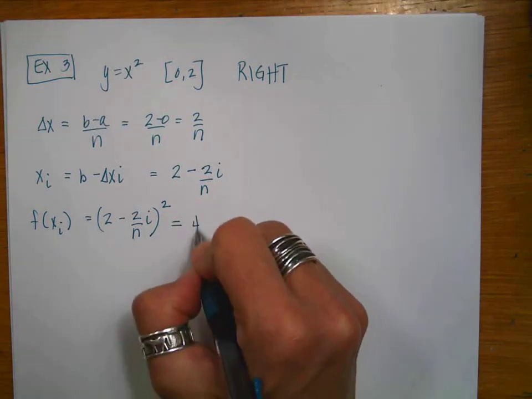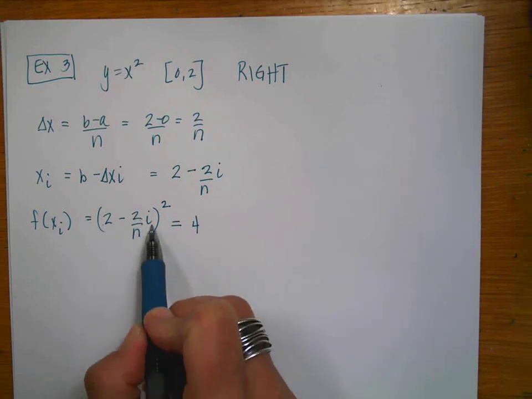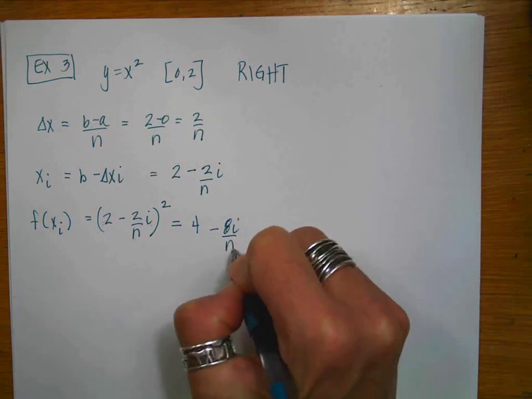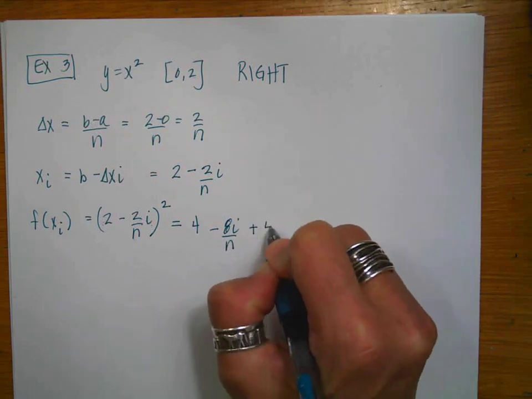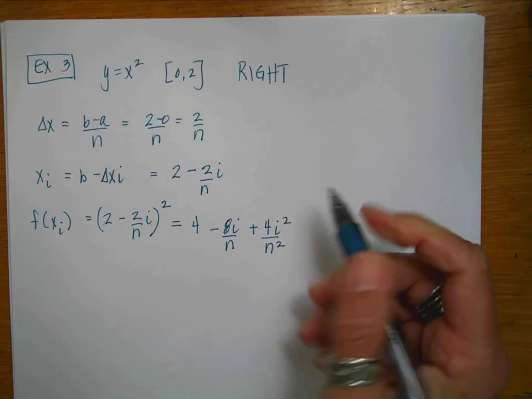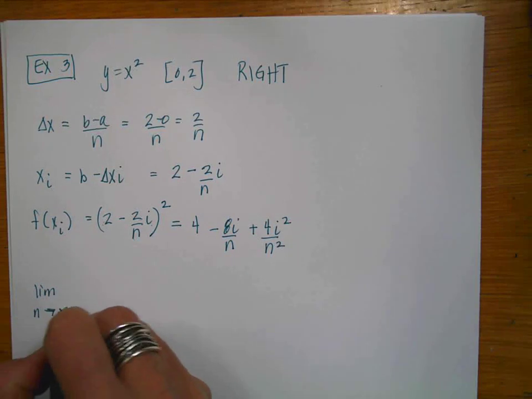So now what I'm going to do is expand this to make my life a little bit easier. 2 squared is 4. Multiply these two together, and I get 4 over n i times 2, so minus 8i over n, and then square the last term, plus 4i squared over n squared.